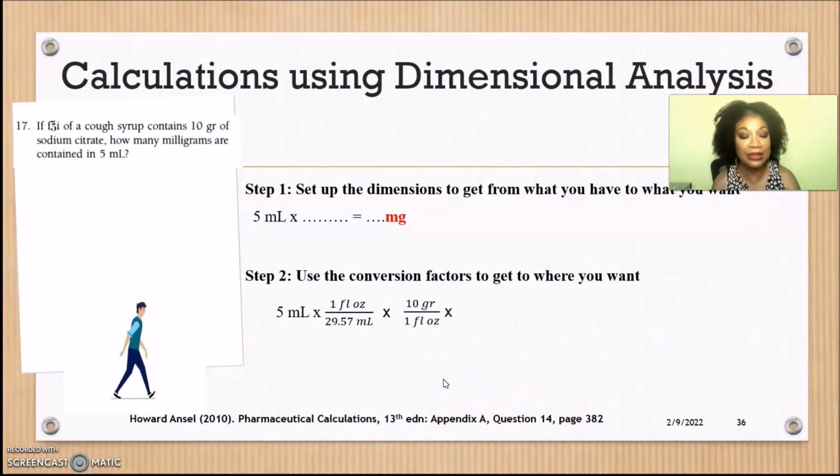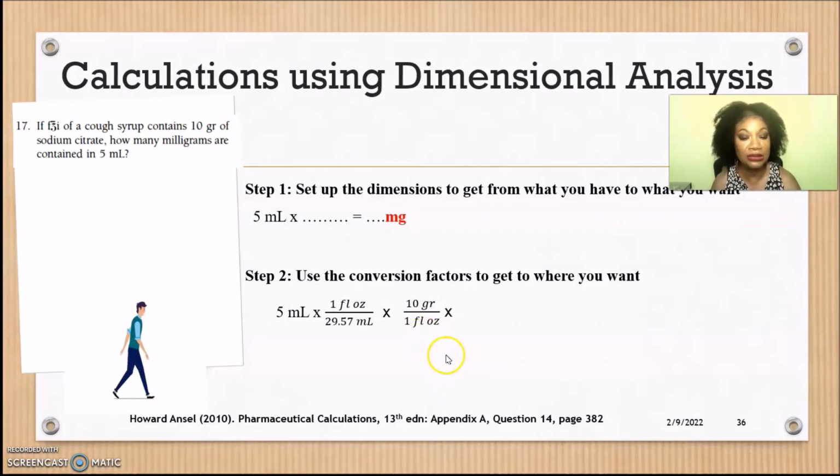Then we need to multiply that value in terms of fluid ounces times another conversion factor to end up with grains. And what's the conversion? Every fluid ounce will contain 10 grains. Now, we need to set up that conversion factor in such a way that the fluid ounces are at the bottom and the grains are at the top, so that fluid ounces can cancel out. So we multiply fluid ounces times 10 grains divided by 1 fluid ounce. So we're going to end up with an overall answer in grains.